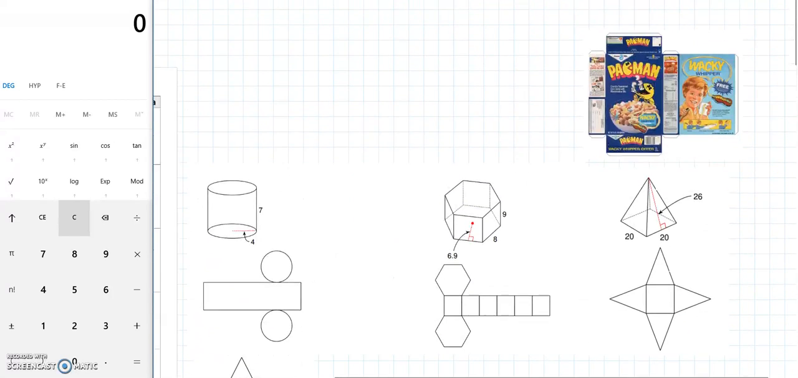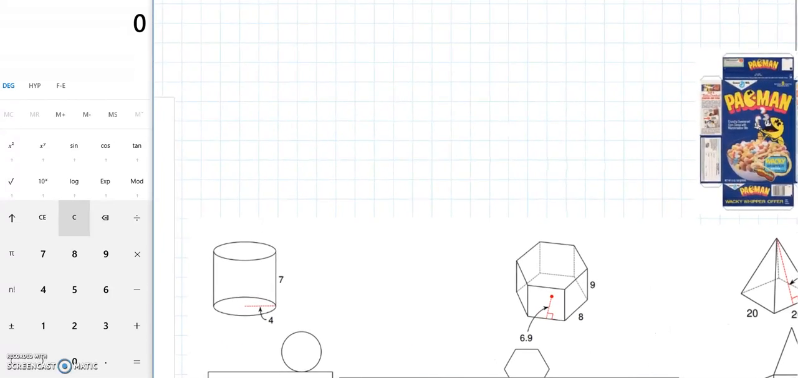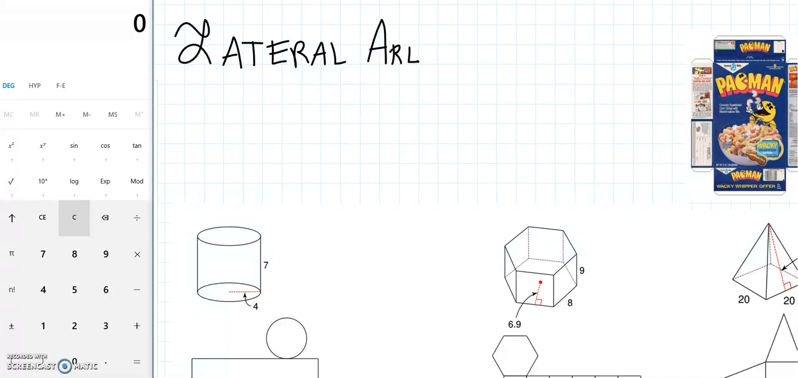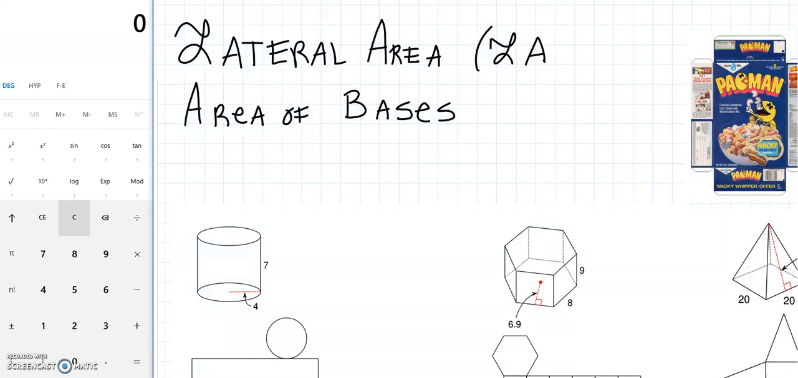So at the top here, I'm going to write down an important definition, a distinction that you need to know. And that is lateral area versus area of your bases. Okay? Now I'm going to abbreviate lateral area as LA. And then I'm going to call the area of the bases just the bases.